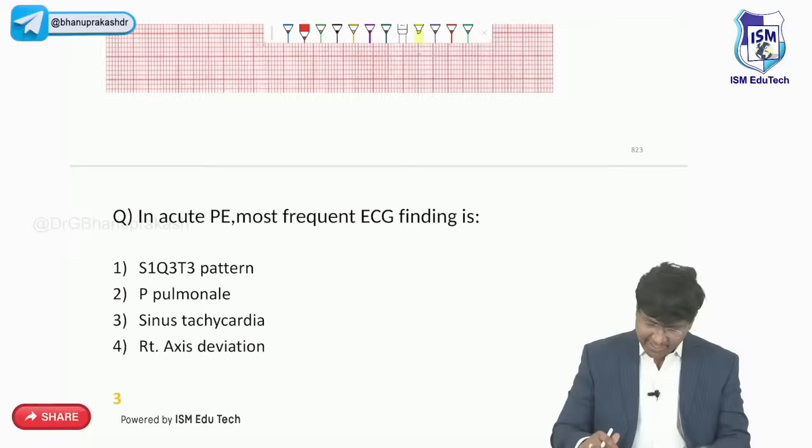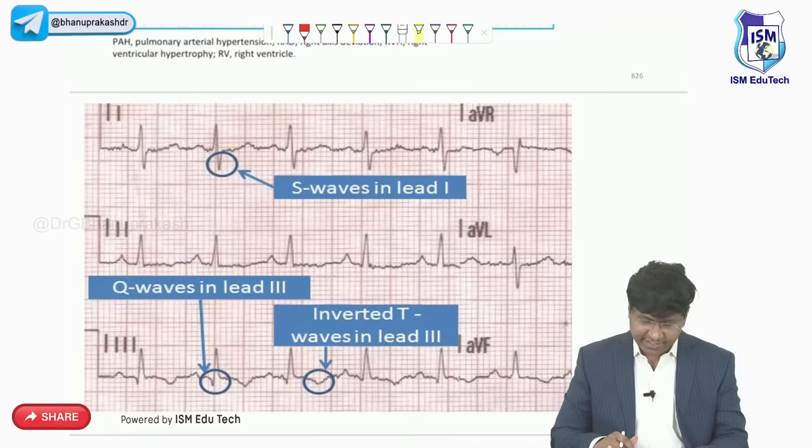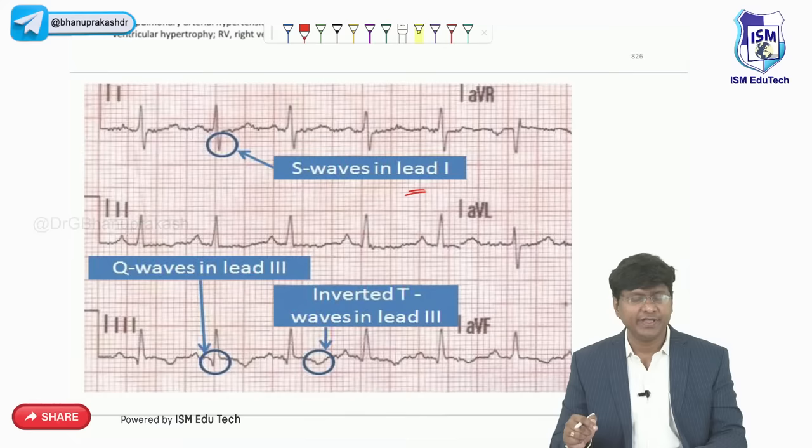And this is your S1Q3T3 pattern. What is the S1Q3T3 pattern? You will have a deep S wave in lead 1, and you have a Q wave and inverted T wave in lead 3. That is what is called the S1Q3T3 pattern.